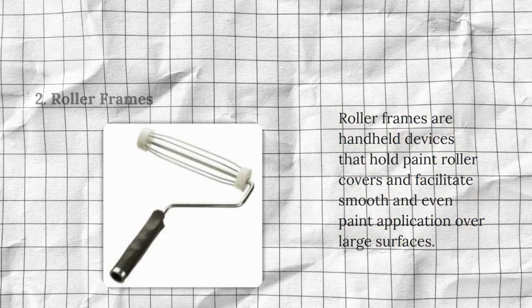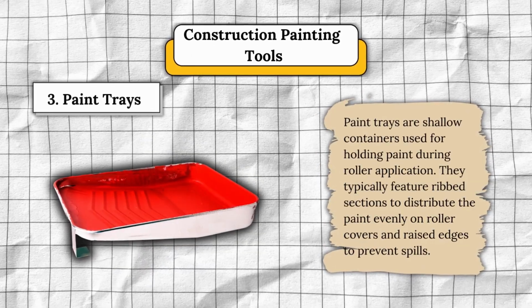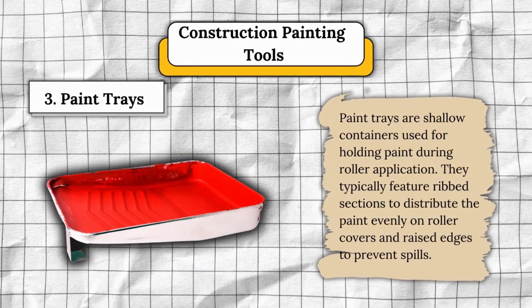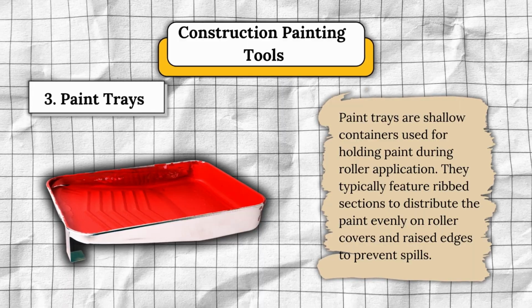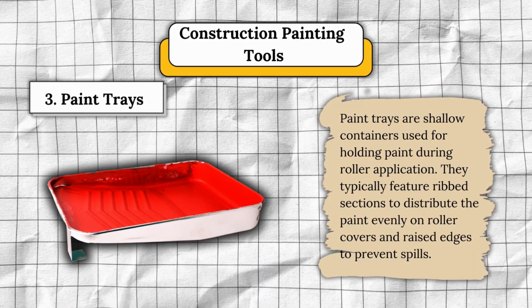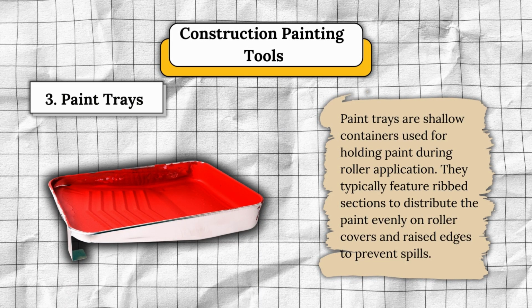over large surfaces. Number 3. Paint trays. These are shallow containers used for holding paint during roller application. They typically feature ribbed sections to distribute the paint evenly on roller covers and raised edges to prevent spills.